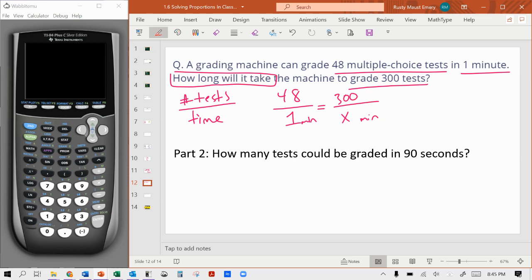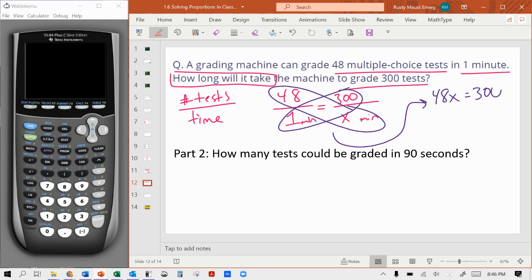So again, from here, we're just cross multiplying and solving from there. A lot of times you're basically cross multiplying and dividing in these types of questions, but you never know. Sometimes it can be a little more complex. So cross multiply, I'm going to go ahead and put this step over here. We got 48x equals 300.